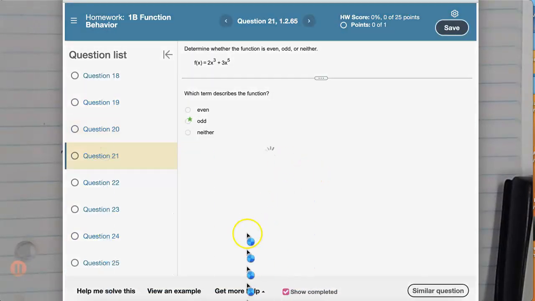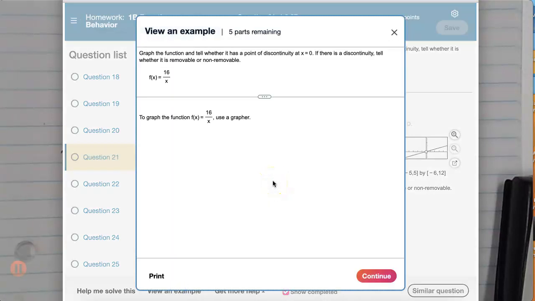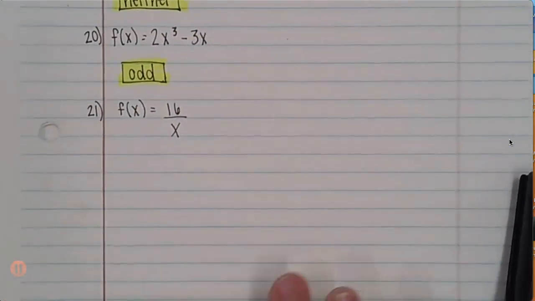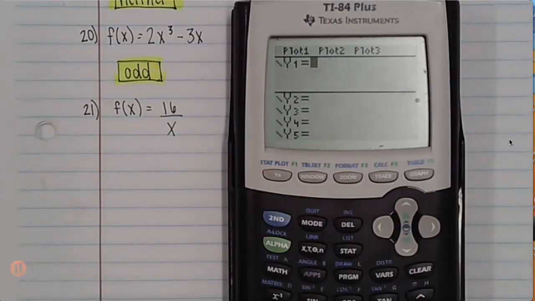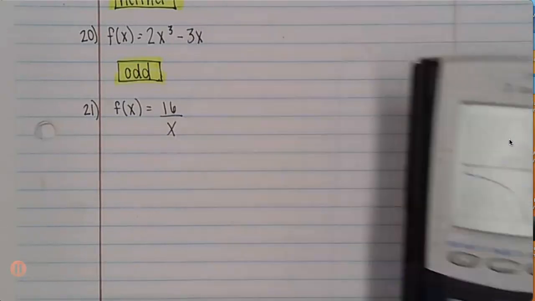All right, number 21. Graph the function and tell whether it has a point of discontinuity at x equals 0. If there is a discontinuity, tell if it is removable or non-removable. For number 21, we have f of x equals 16 over x. We already know that there's going to be a point of discontinuity there because your denominator cannot equal 0. Let's see what kind it is. 16 over x looks like an infinite discontinuity. There's a vertical asymptote there.